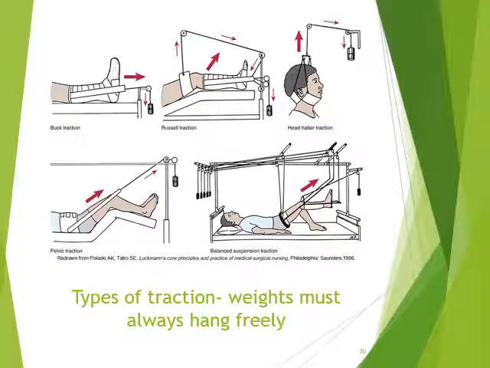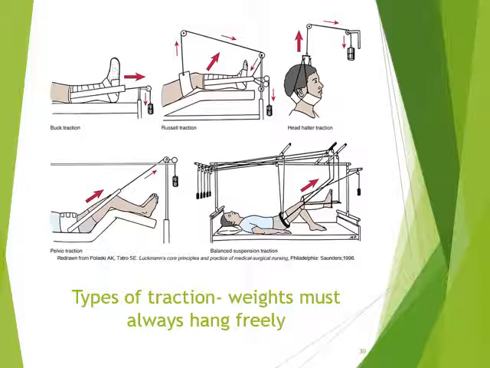So let's talk about the different types of traction. So Buck's traction is actually a skin traction. And it's these pads that fit onto the leg. And then notice that they're held on by pulleys. And these weights or pulleys must swing freely. And if you'll see in each one of these pictures, the weights are swinging. They're not touching the ground. Because if they touch the ground, then you lose the traction.